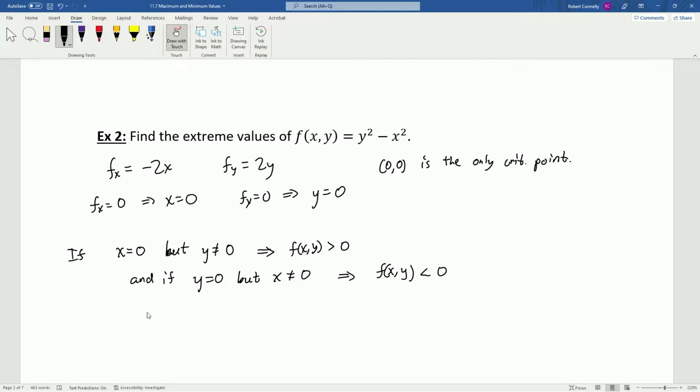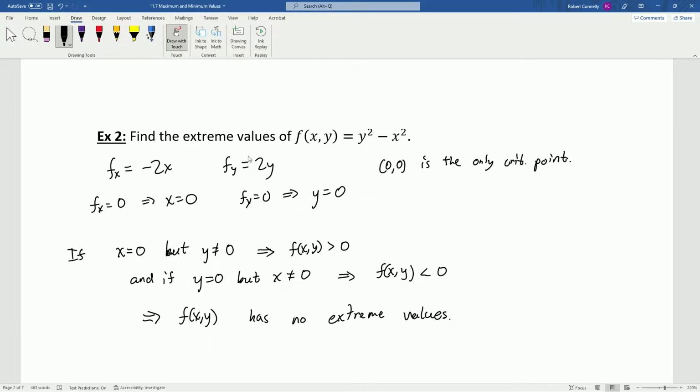So what that tells us is that near (0, 0), you get both values larger than 0 and smaller than 0, which tells you the function is neither strictly larger nor strictly less than the value at that point. So this implies that f of x, y has no extreme values. Right? The only possible place it could have had an extreme value is at the critical point, and at this critical point, the function takes values both larger and less than the corresponding function value right at that point.